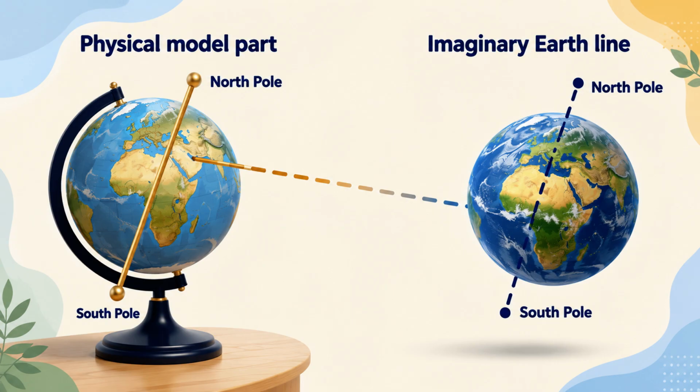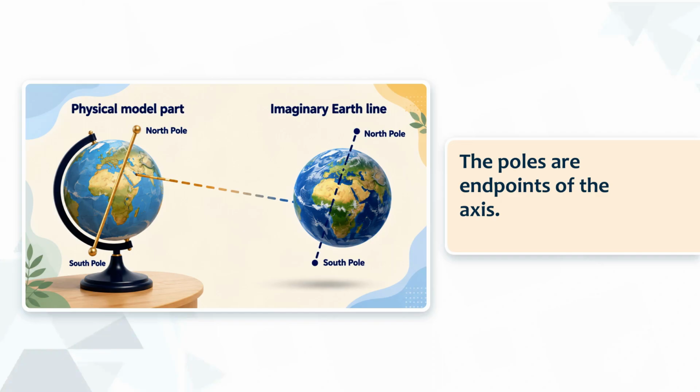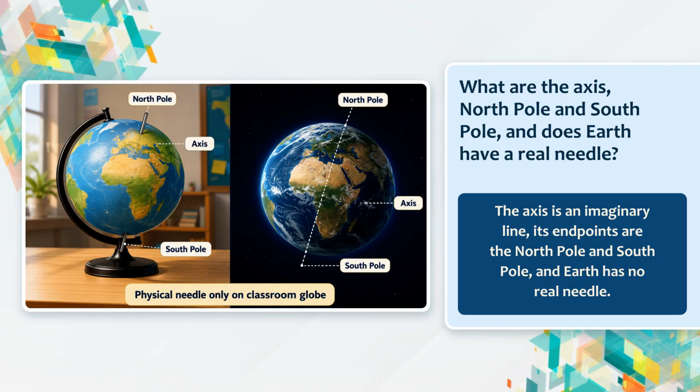It gives us two opposite endpoints that can be named consistently as the North and South poles. The model adds hardware that the real planet does not have. The poles are endpoints of the axis. They are locations defined by the imaginary line. Compare the solid needle with the dashed line. What are the axis, North Pole and South Pole, and does Earth have a real needle?